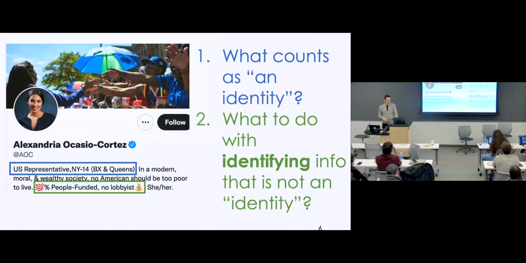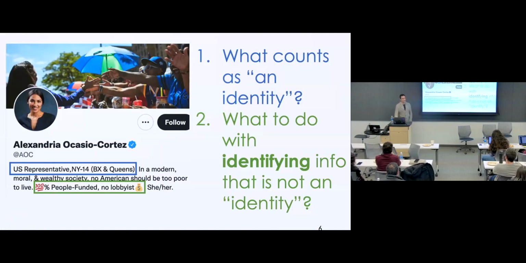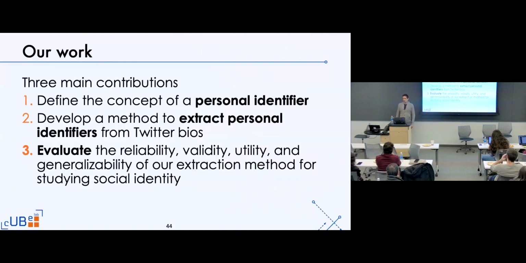Okay, so the thing that we spent quite a bit of time on was theorizing what exactly these things are, right? The idea we came up with was a personal identifier, which is essentially things that signify an identity that we could probably name. Okay. This first paper that we worked on came up with this idea of personal identifier, and we developed a very simple regular expression to extract identifiers from the bio. And we spent a bunch of time trying to evaluate how useful that thing was.